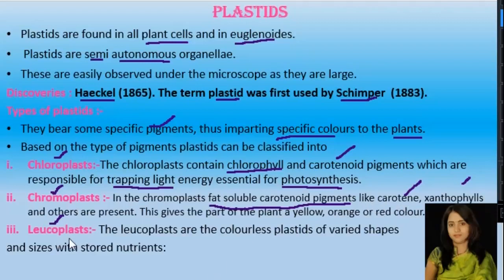Whereas the third type of plastids are leukoplasts, and remember, these leukoplasts are colorless plastids, and they vary in shapes and sizes, and the main function of these leukoplasts is to store nutrients. Okay, so now let us learn in detail about the chromoplasts and leukoplasts. Later we will learn the detailed structure of the chloroplast, because it is the site where exactly the process of photosynthesis takes place.